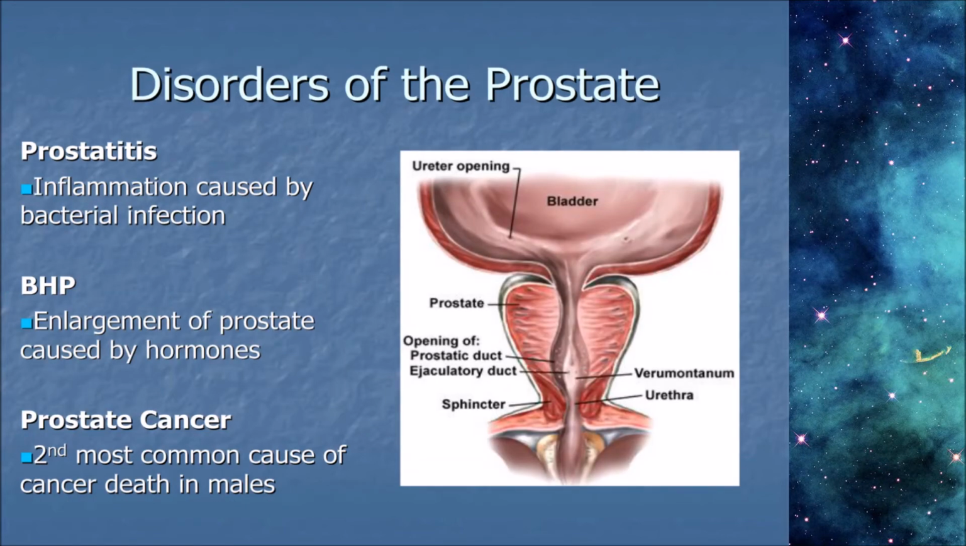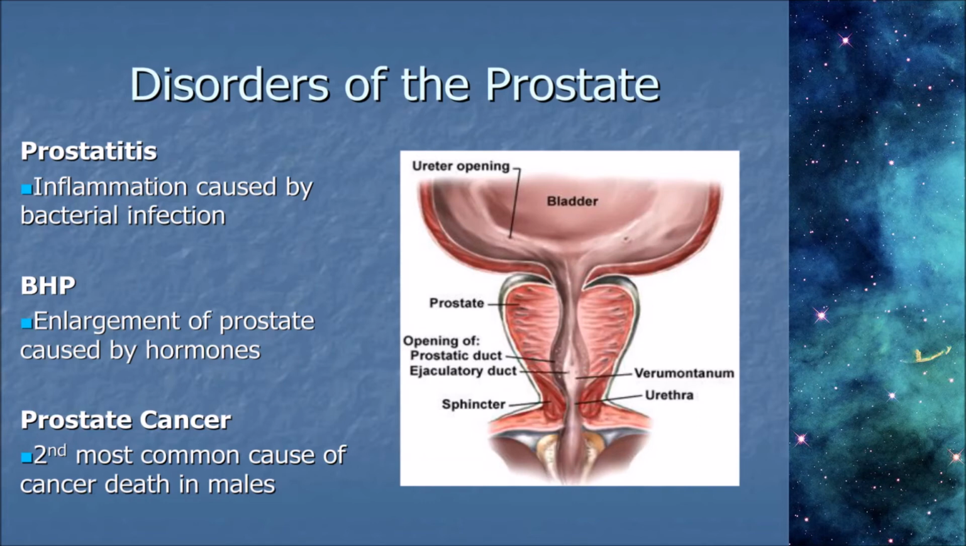So while we're on the topic of the male accessory glands, we should talk about some of the disorders associated with them, specifically the prostate. Now remember, the prostate is a gland that surrounds the urethra just as it exits the bladder. And this can be a particular problem because any type of enlargement can cause it to grow larger and basically pinch off the urine flow.